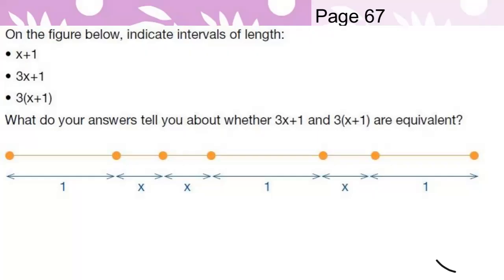Like where? So like to the end of the 1, all the way to the right. Oh, like this. Yes. So this is x plus 1. What do you guys think about that? Is she right? Chris, is she right? Is that a yes or a no?